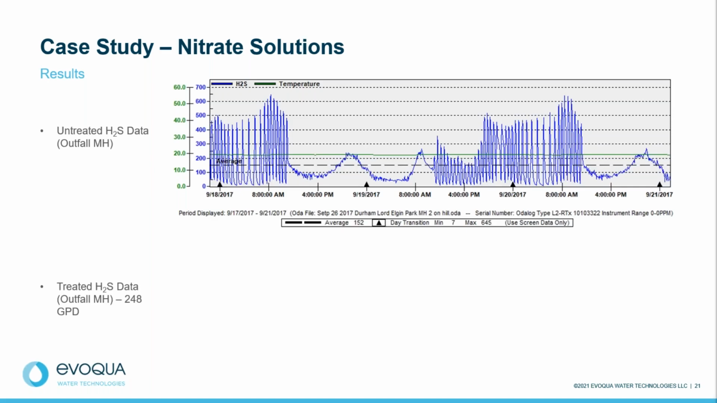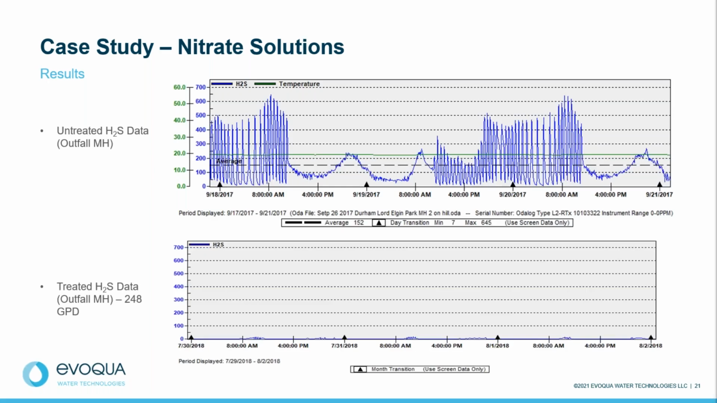When we started treating with bioxide solution at a 248 gallons per day rate, we were able to bring down the average to 1.2 ppm with a minimum of 0 ppm and a maximum of 19 ppm. This clearly indicates the effectiveness of bioxide solutions in bringing down the hydrogen sulfide levels almost close to zero, eventually reducing odor and corrosion issues.